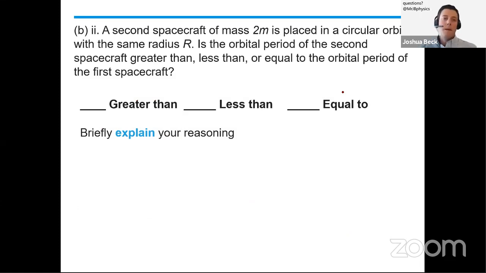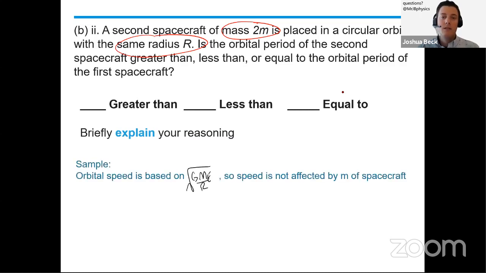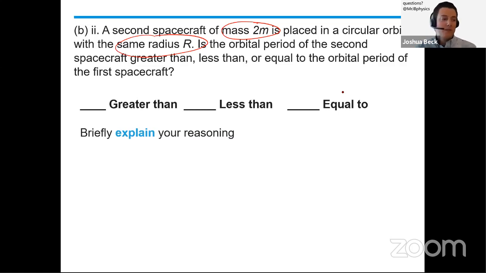So let's move on to part BII. Here we have a second spacecraft with a mass of 2m, but the same radius. So I've changed m, but I have the same radius. So let's take a look at this answer here. It says, is the orbital period of the second spacecraft going to be greater than, less than, or equal to? Now remember, one of the tips that I recommend is write your little explanation first and then check the box. That way you're not trying to force yourself into answering whatever your hunch was. Instead, you actually go to the physics part first, and then you see, what is my conclusion? Oh, that's my conclusion. Let me check the box.